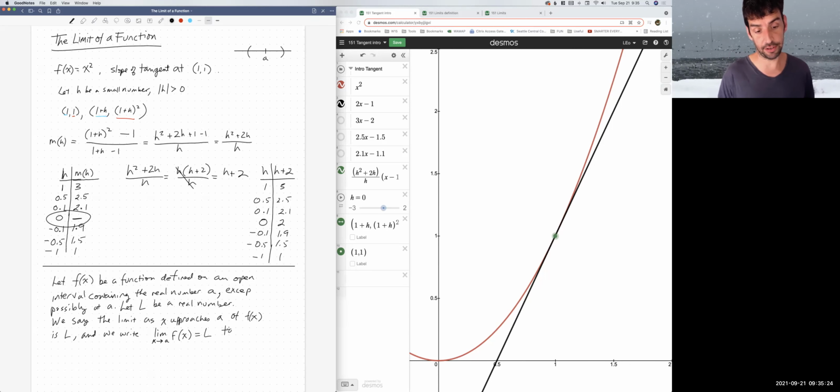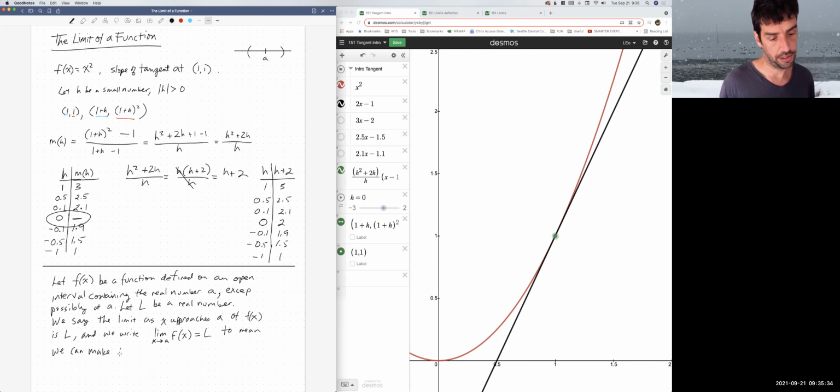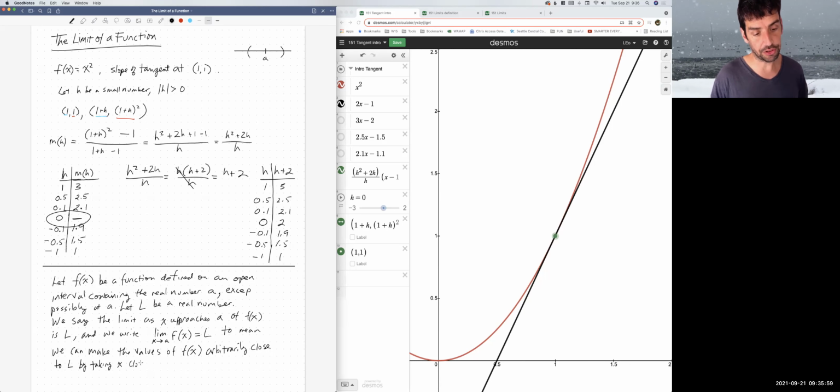So we say this and write this to mean we can make the values of f arbitrarily close to L by taking x close to a on either side, but not equal to a.